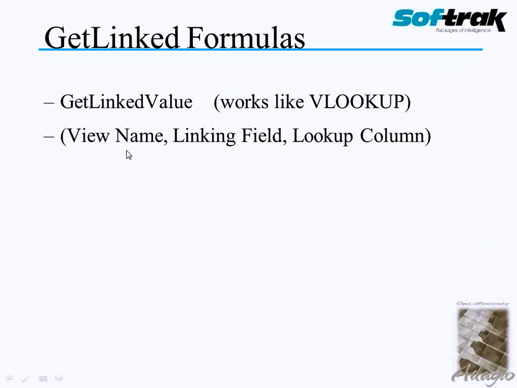The first one is the view name. What additional view do you want to look up from? In this case, it's our purchase orders view. What field is common between the two of them? In our case, it's the item number field. And what information do you want to add to our view? In this case, it's the purchase order number, or it could be a purchase order quantity, or so forth.